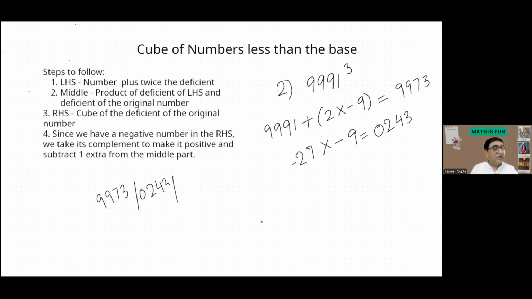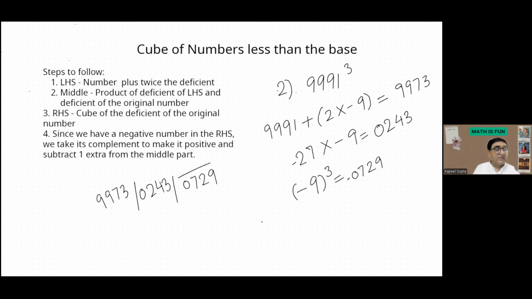So now let me write that in the middle zone. Perfect. And now coming to the right hand side, that is the cube of the deficit of the original number. So that means I have to find the cube of minus 9, right? Now the cube of minus 9 will be 729. But because once again I need to convert it into a four-digit number, I will write this. So that is why I wrote here 0729, and it is a negative number.